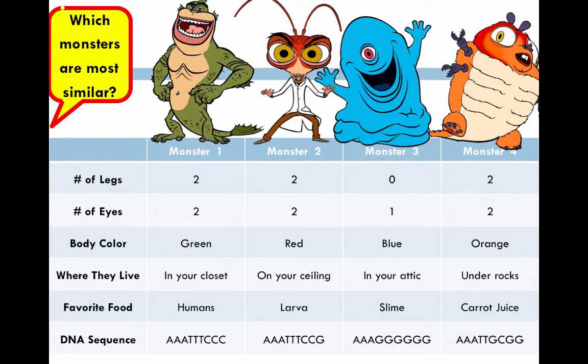Take this example. Which monsters are most similar? Which piece of evidence would be best to use to answer this question? Body color? Favorite food? No, the best piece of evidence is always the DNA or gene sequence, the last row. Looking at this last row, which two monsters have most similar DNA sequences? Monster 1 and Monster 2.